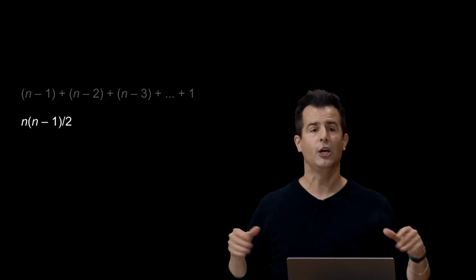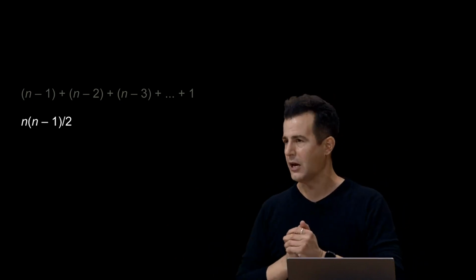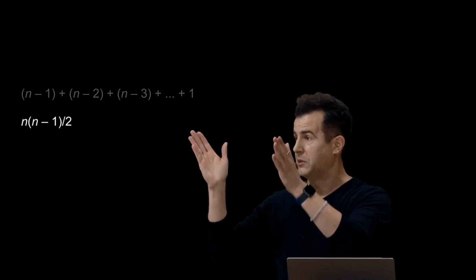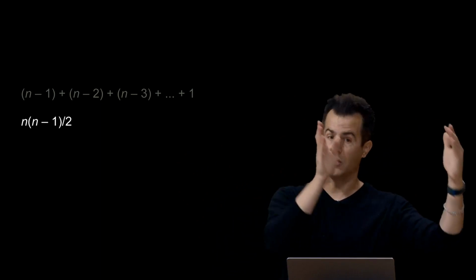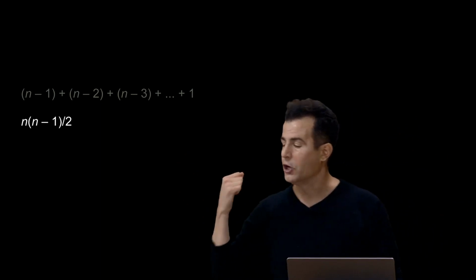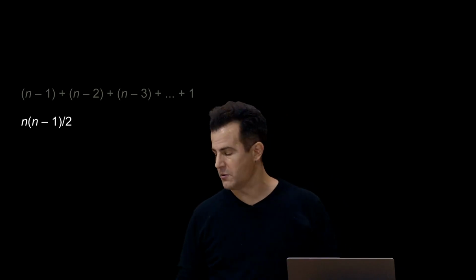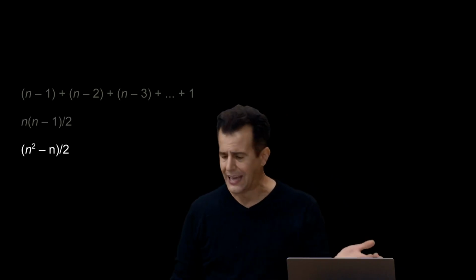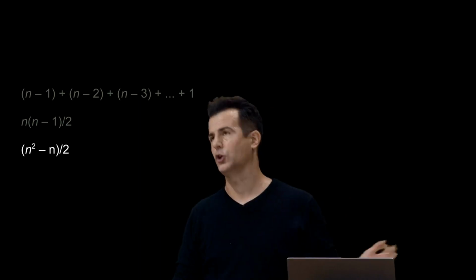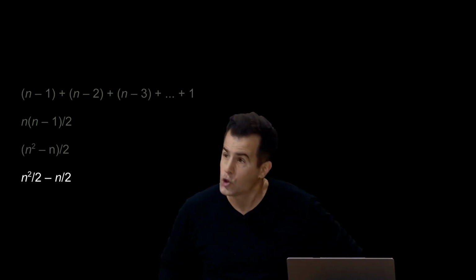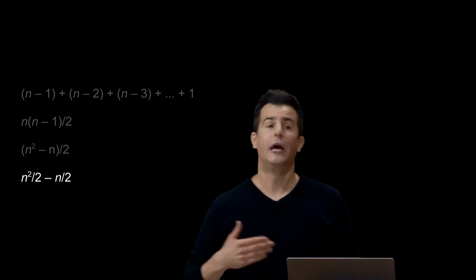And if you're rusty on that, no big deal. Just commit to memory that anytime you add up this kind of series, something plus something slightly smaller plus something slightly smaller, each of which differs by 1, you're going to get this formula, n times n minus 1 over 2. If we multiply that out, that's n squared minus n all divided by 2. If we keep multiplying it out, that's n squared divided by 2 minus n over 2.